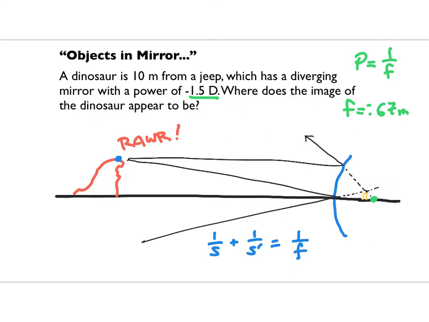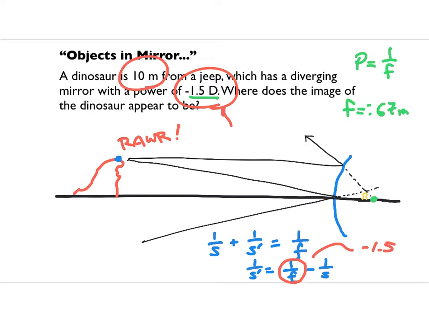And as usual, I'm looking for 1 over s prime. So I get 1 over s prime is equal to 1 over f minus 1 over s. Now notice this, the focal length, 1 over f that appears in this equation, this is the power, because 1 over f is the power. So I'm just going to put in negative 1.5 for this. And 1 over s, I'm going to keep it in meters, because if I'm using diopters, which is 1 over meters, I have to keep this measurement in meters. So I'm going to get negative 1.5, and then s is going to be 10 meters, and I can calculate a value for s prime.